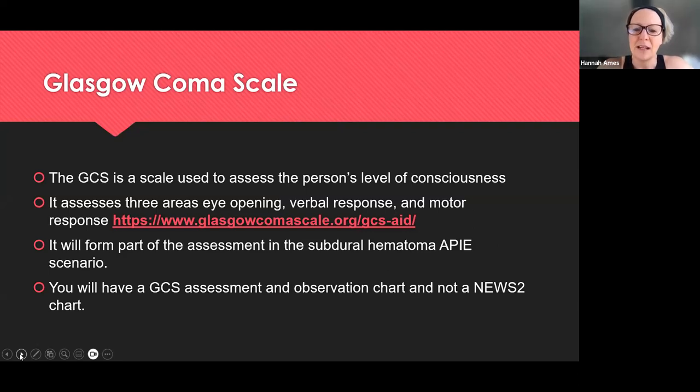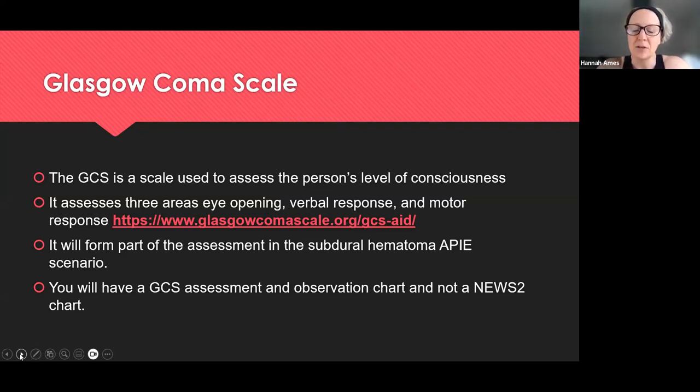You can go to the Glasgow Coma Scale website. I've put a link in there, and you can do a bit more background reading about this. It also has all the up-to-date terminology that I was talking about. The GCS scale will only come in your NMC OSCE if you get the subdural hematoma API. So it only forms that scenario.